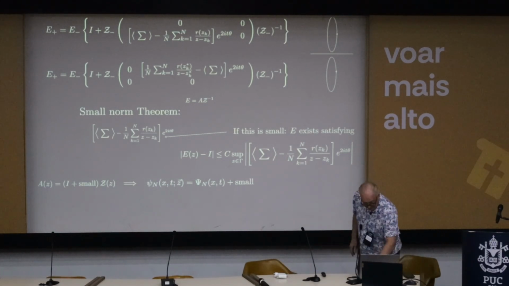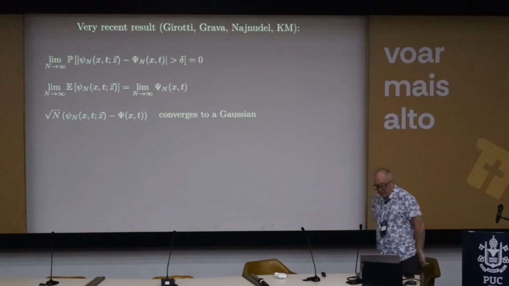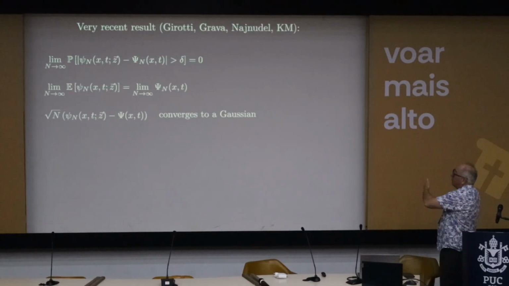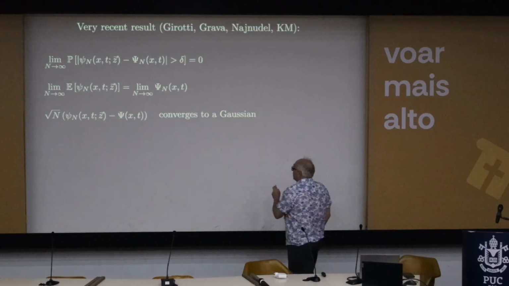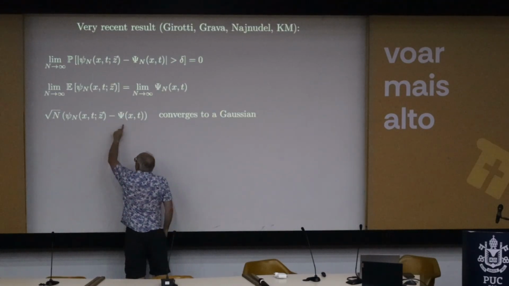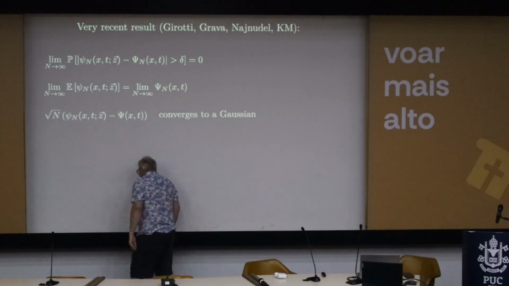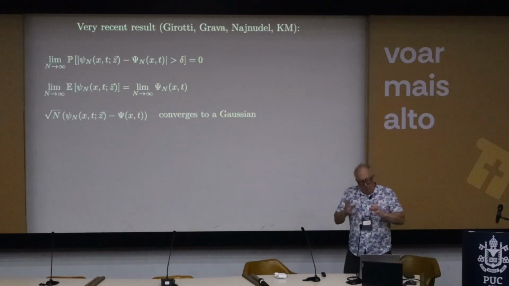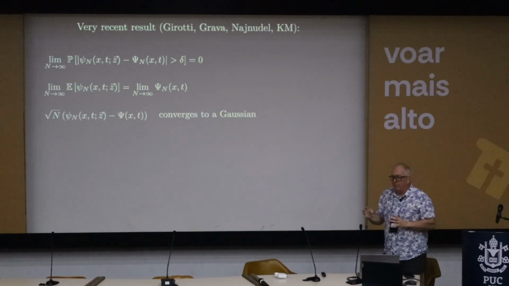Good? So I'm going to skip now to the punchline. Very recently, Manuela Girotti, Tamara Grava, Joseph Najnudel, and myself managed to prove these three results. So psi n converges in probability to psi. The average of psi n converges to the limiting behavior of psi itself. And there's a central limit theorem. That was sort of the hardest part of the proof, to prove that the difference psi n minus psi, multiplied by root n, has a central limit theorem. All of these are under the assumption x and t are in compact sets. So you fix a compact set, you can prove all these results.